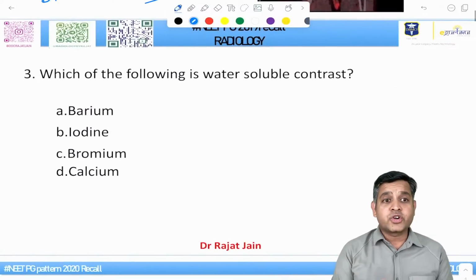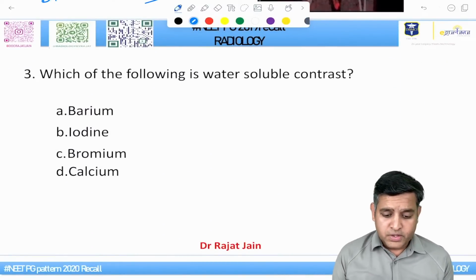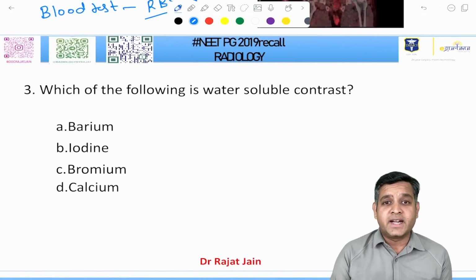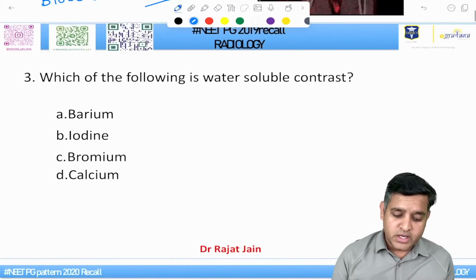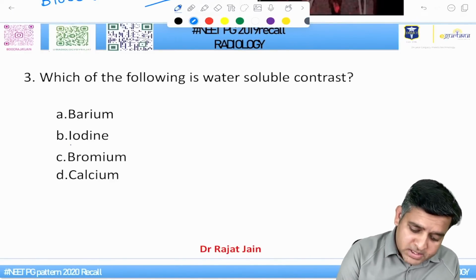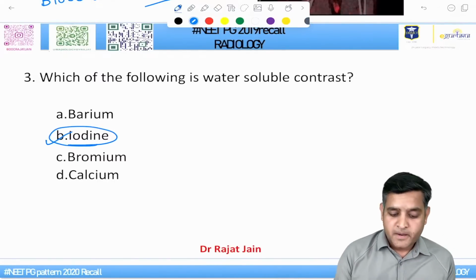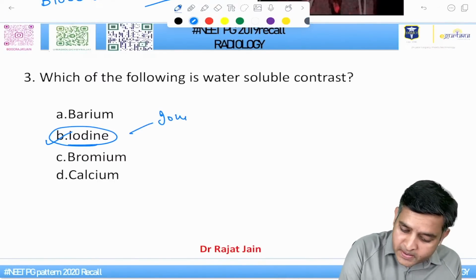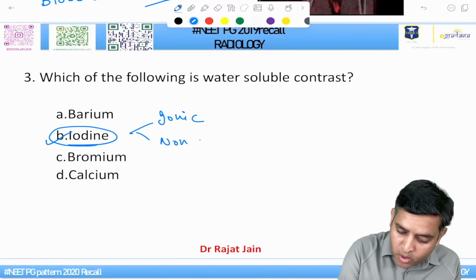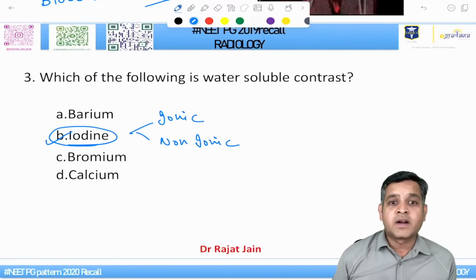Alright. So contrast. Question number 3, NEET PG 2019: Which of the following is a water soluble contrast? Please remember, all compounds of iodine are water soluble, be it an ionic dye or a non-ionic dye.